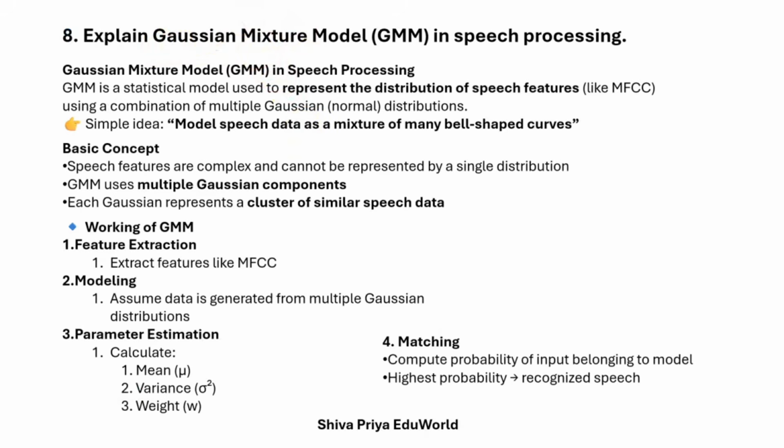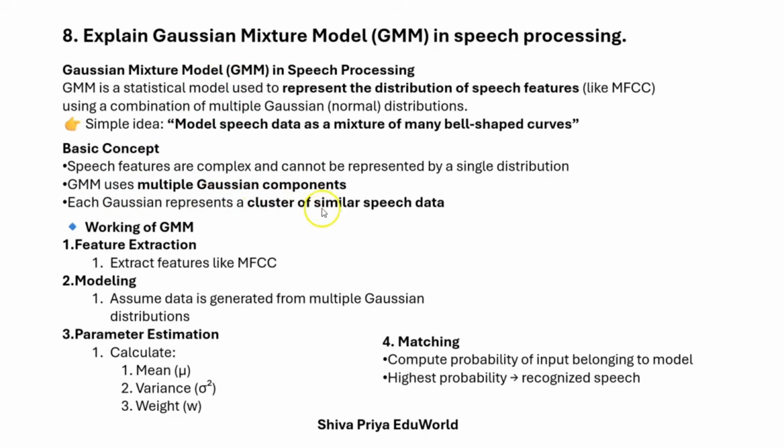Let us see the Gaussian mixture model. This is a model used to represent the distribution of speech features like MFCC, using a combination of multiple Gaussian distributions. For example, model speech data as a mixture of many bell-shaped curves. If I explain the basic concept and how it works, then you can easily understand. Speech features are very complex and cannot be represented by a single distribution. GMM uses multiple Gaussian components. That's why it makes it very simple.